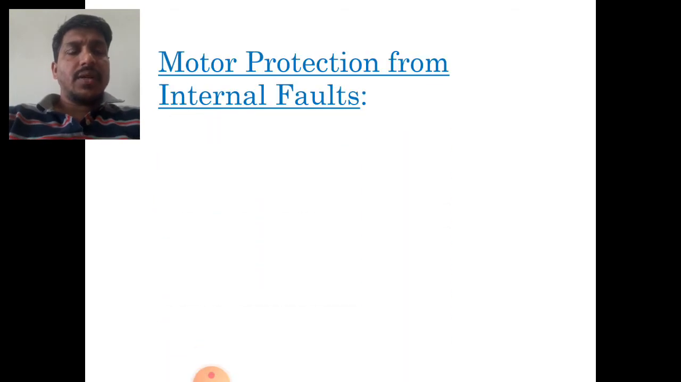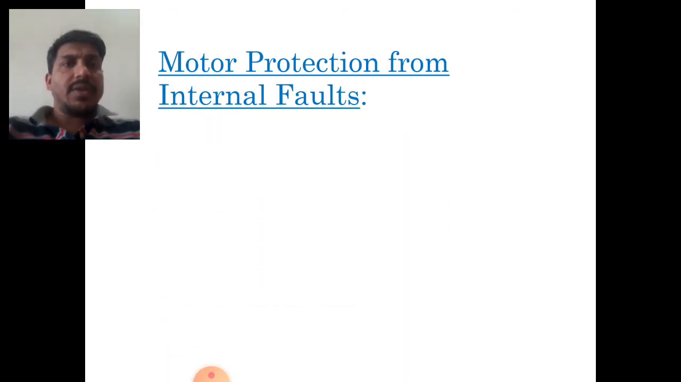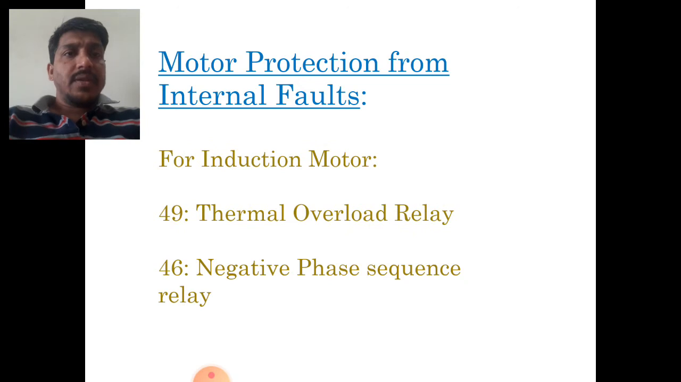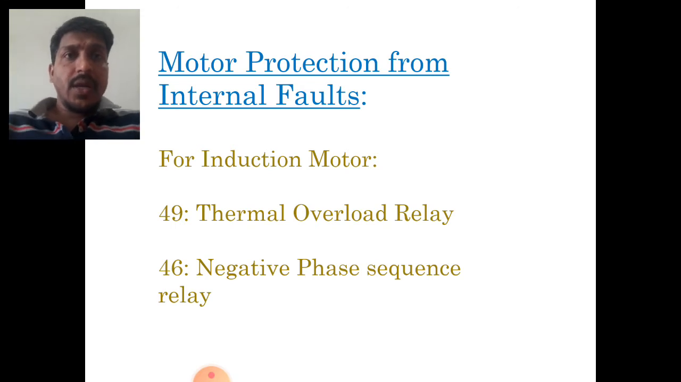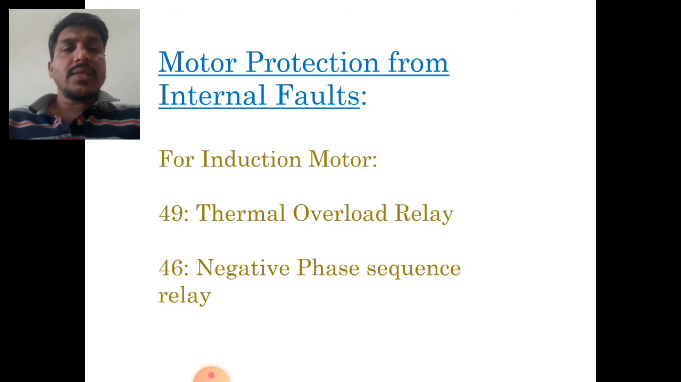So what are the internal faults, or motor protection from internal faults? One is the 49, that is the thermal overload relay, and second is the 46, that is the negative phase sequence relay. Now what is 49 basically? 49 is nothing but the protection of the motor from overloading, from thermal overloading.